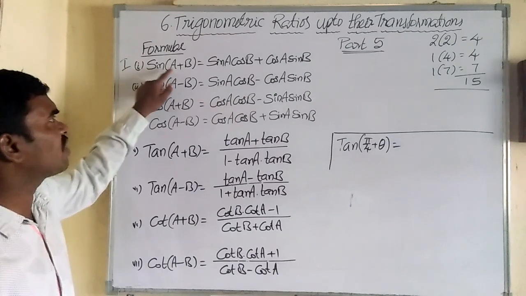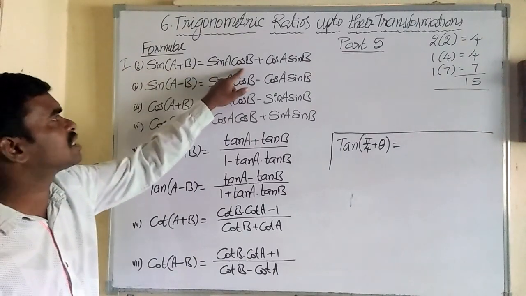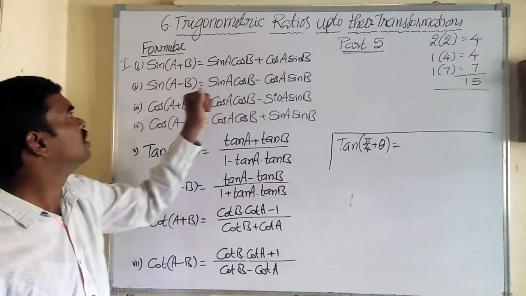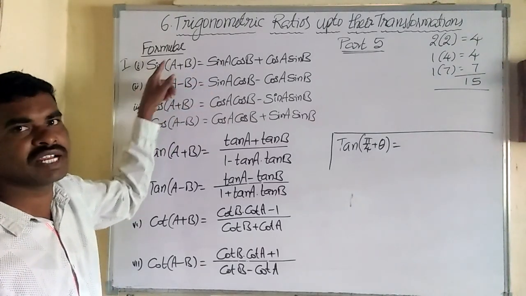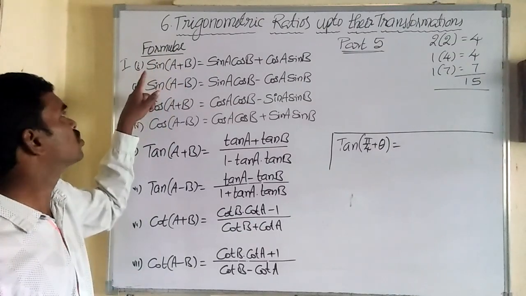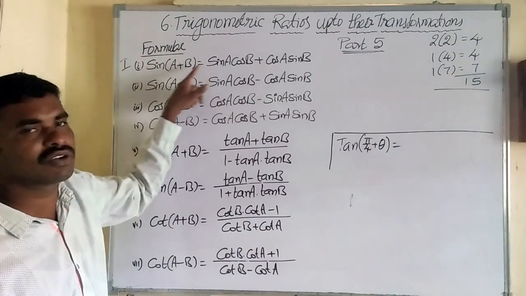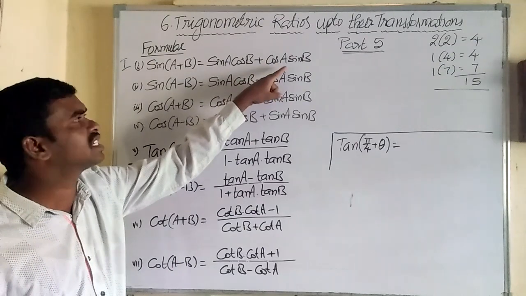First one, sin of a plus b is equal to sin a cos b plus cos a sin b. Now don't write sin of a plus b equals sin a plus sin b. That is 100% wrong. So what is right? Sin of a plus b is equal to sin a cos b plus cos a sin b.